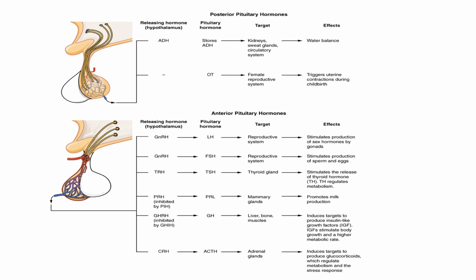Then we have the corticotropin releasing hormone. The target in the pituitary is the adrenocorticotropic hormone. Target organs, adrenal glands, and induces targets to produce glucocorticoids, which regulate metabolism and stress response.